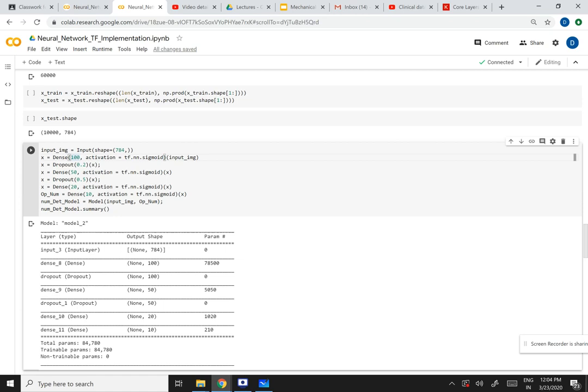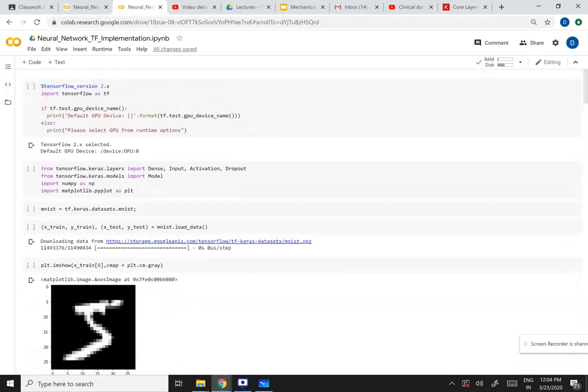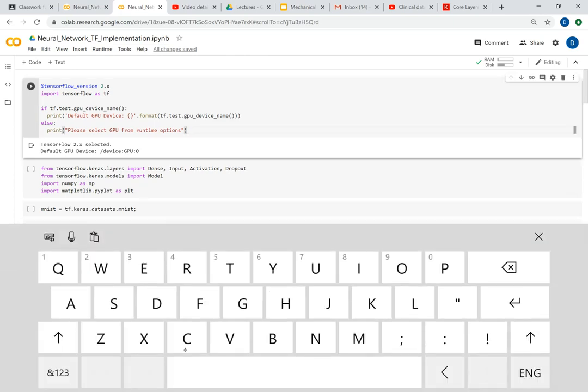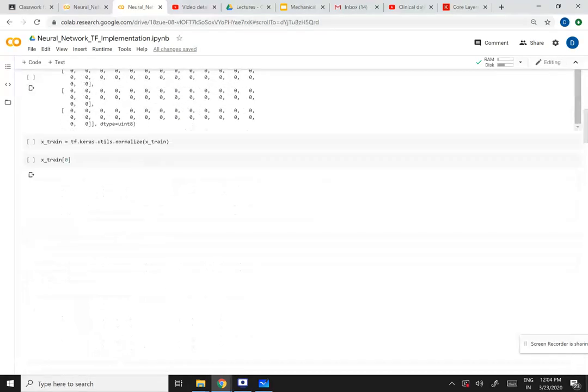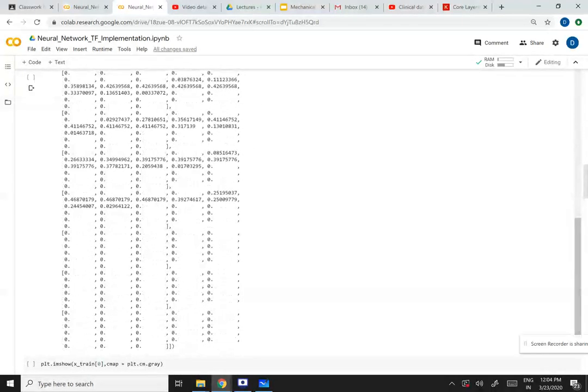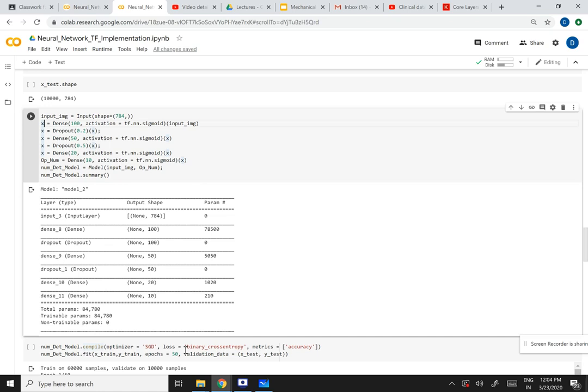After every dense, I have added another import from Keras, which is dropout. So from tensorflow.keras.layers, I was earlier importing Dense, Input and Activation. Now I'm also importing Dropout. Now how to implement dropout is that after every layer, this part of the code was already there. After that I have added a dropout layer.